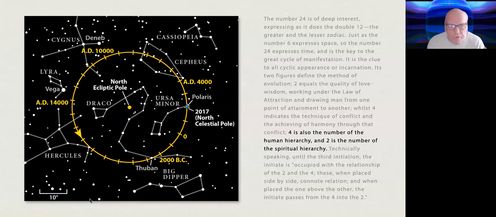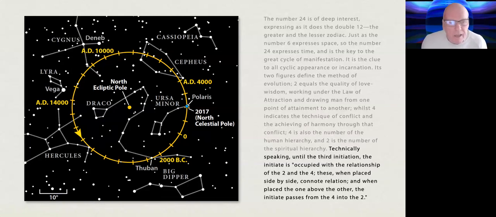This idea is confirmed by DK's final statement. Technically speaking, until the third initiation, the initiate is occupied with the relationship of the 2 and the 4. These, when placed side by side, connote relation, and when placed the one above the other, the initiate passes from the 4 into the 2.